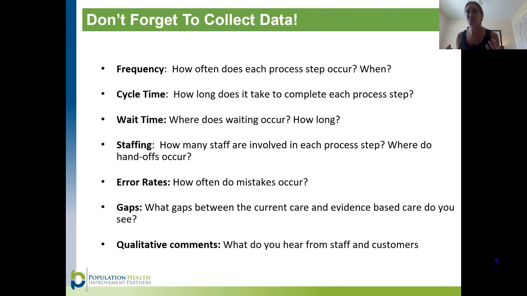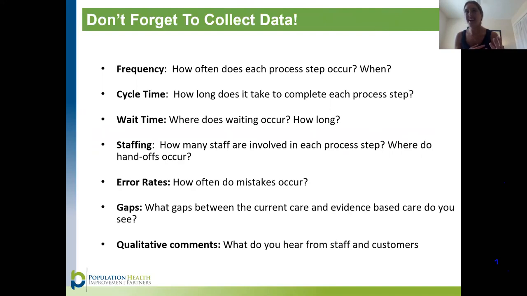You're going to want to jot down what the staffing models of each process step look like, specifically paying attention to where handoffs occur, because we all know, especially in healthcare, when there's handoffs, sometimes that provides us with an opportunity for increased errors. You're going to want to note any error rates that you see when you see mistakes happening.